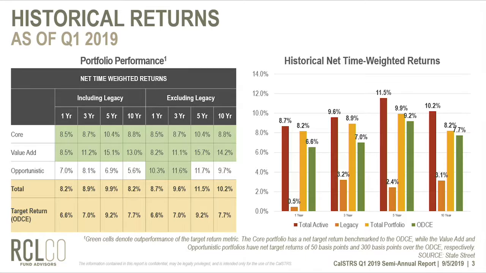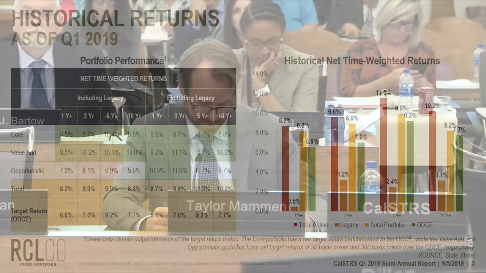Yeah, I'll go back to it. I did gloss over it as we went through this, but over the past year, they did return 0.5% compared to the active portfolio of 8.7%, and over a 10-year period, it's been 3.1%. If you want to refer to INV 218, it shows staff's projection through 2021, essentially the pacing, which projects the legacy portfolio getting down to 1% by that time period.